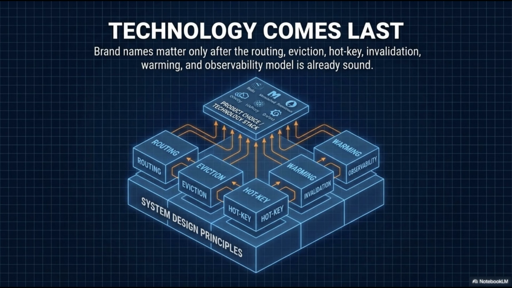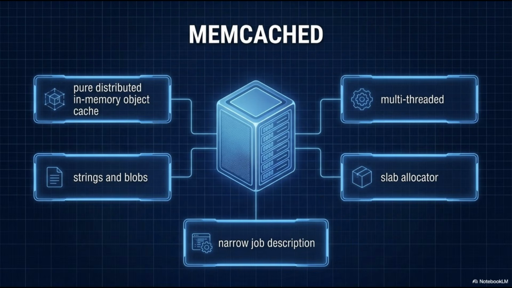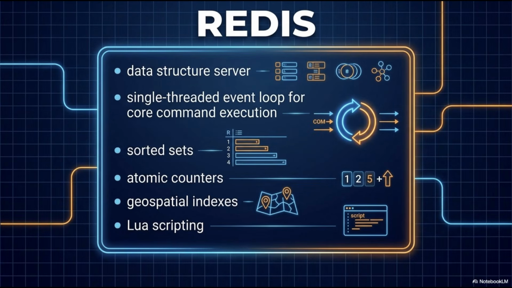Sure. Memcached is the simpler philosophy. It is a pure, distributed, multi-threaded in-memory object cache. Wow. It has a very narrow job description. It stores strings and blobs, and it uses a highly efficient slab allocator designed specifically to prevent memory fragmentation under heavy caching workloads. And Redis is fundamentally a different beast. Redis is a massive data structure server. Yes, it acts as an incredible cache, but it operates on a single-threaded event loop for its core command execution. It gives you rich primitives: sorted sets for leaderboards, atomic counters for rate limiting, geospatial indexes, and server-side Lua scripting.